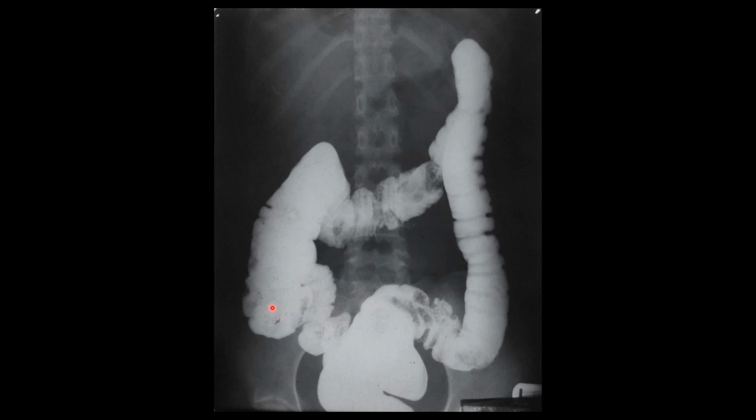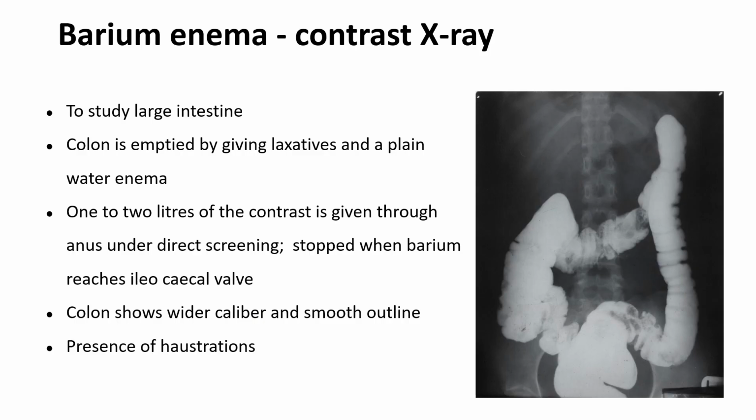Here you can clearly see the cecal region, then the ascending colon, the hepatic flexure, the transverse colon, the splenic flexure, and the descending colon. Here will be the sigmoid colon, and this region will be the rectum. So this is in summary of the barium enema. You can clearly see the haustrations also in this particular procedure. Haustrations are the unique features of the large intestine.